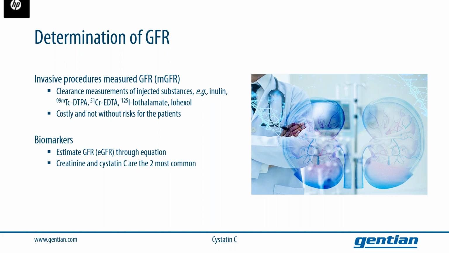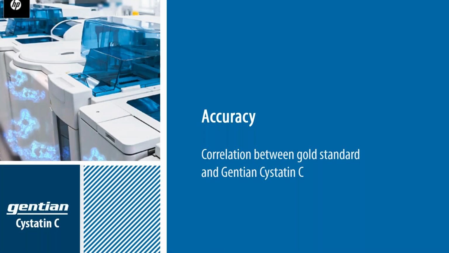An easier method to determine the GFR is to estimate it by measuring a biomarker and then calculating the GFR by the use of an equation. And the two most common biomarkers are creatinine, and then the other option is Cystatin C. Now, how well does the Gentian Cystatin C assay compare to measuring it directly?